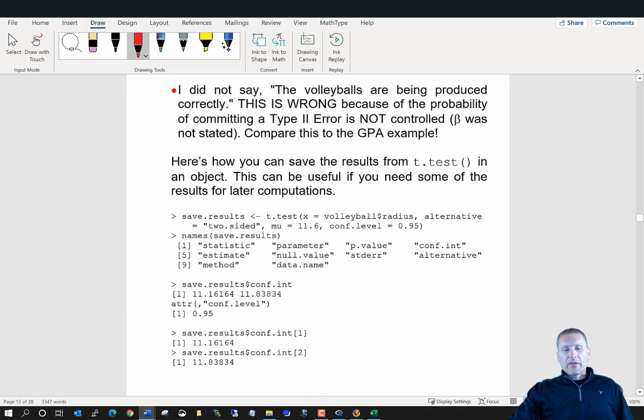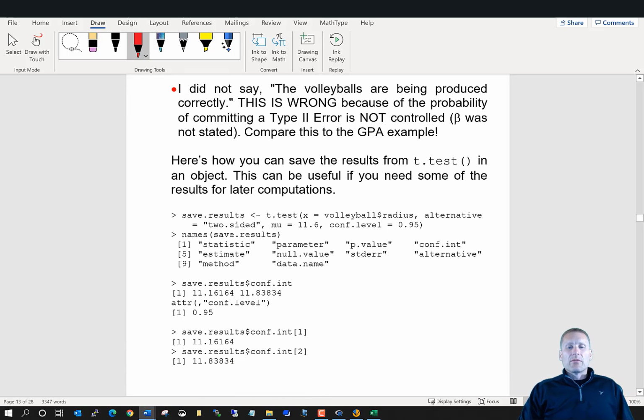Another note, notice I did not say, oh, the volleyballs are being produced correctly. I can't say that. And we can see that from the interval itself: while mu could be 11.6, it could be 11.59 as well. So that's why I cannot say that. And this also then corresponds to the probability of a type 2 error that's not being controlled.